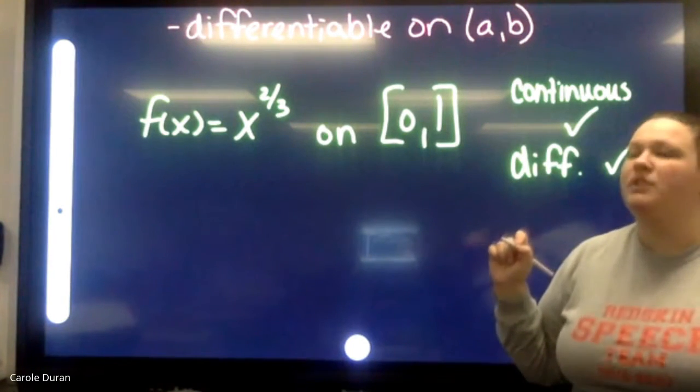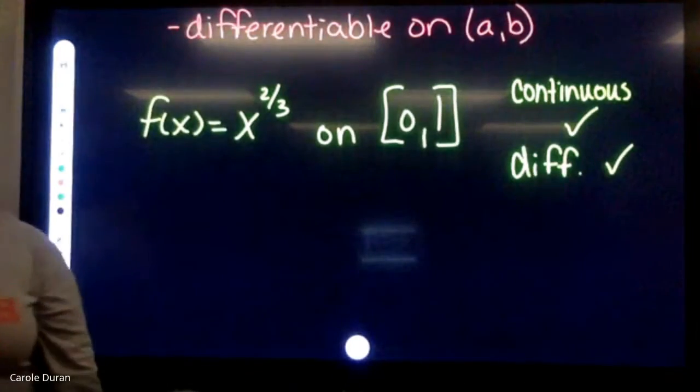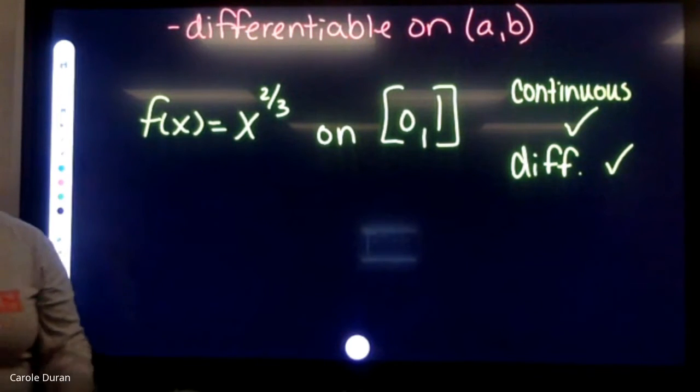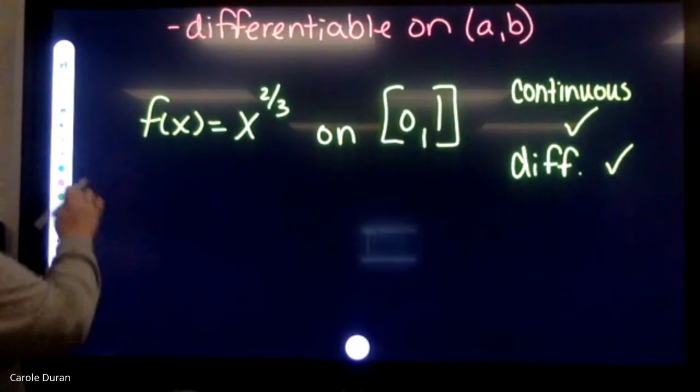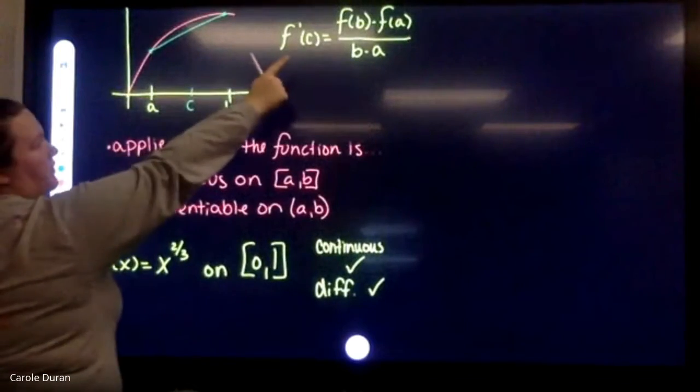Just the original function. So you just put x to the 2/3 and then let it graph. That's all you have to do. Okay, so now for the mean value portion of this, I just followed this equation that I wrote down.